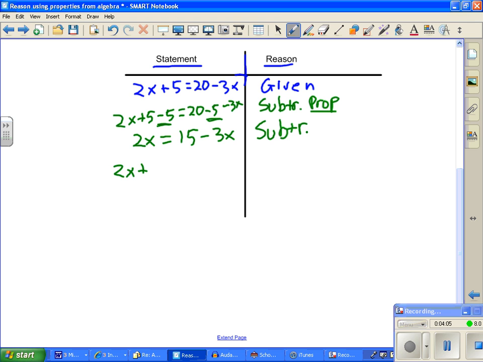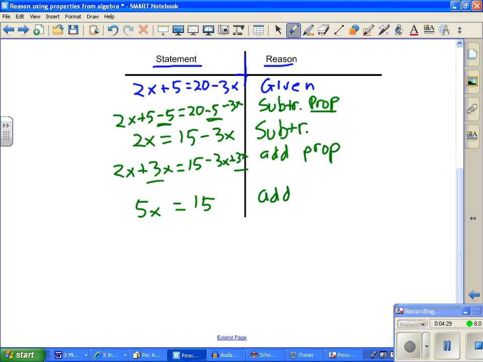So 2x plus 3x equals 15 minus 3x plus 3x. Okay, and that would be the addition property. Okay, that's my reason for doing it. I'm adding the same thing to both sides. And now I can just go ahead and add things up. Well, this is going to be 5x equals 15 because that's going to end up being 0.